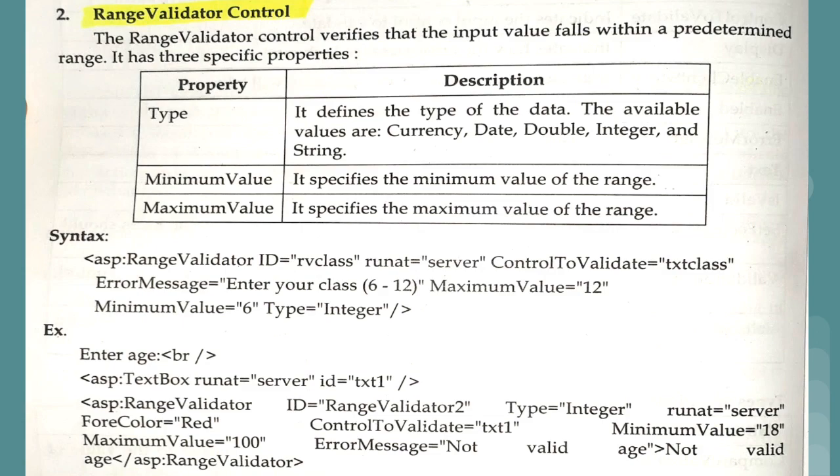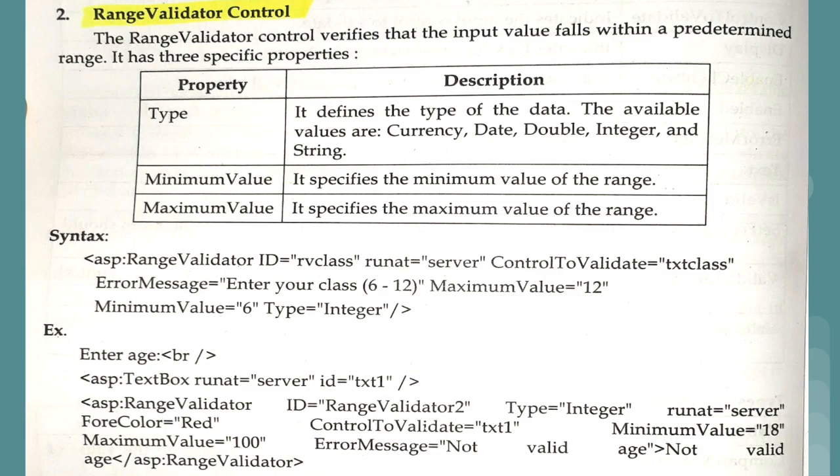Just see the example. We have one text box whose id is txt1 and we have taken a range validator after the text box. Okay, then we have the id attribute. Type we have set as integer. The label is "Enter age", so we want to take the age from the user, and the user should enter an age between 18 and 100, not more than that. So here runat equals server, type should be integer as we are taking the age, then ForeColor I have set as red, so that the error message we have set will be displayed in red color.